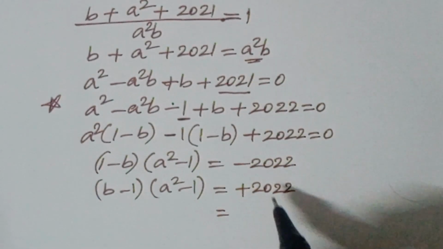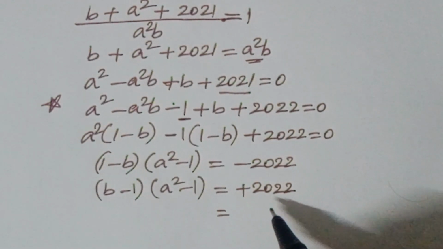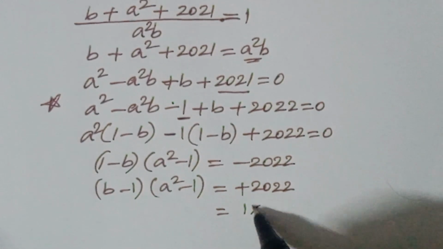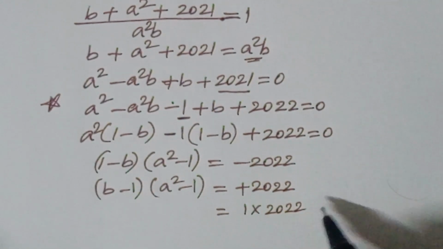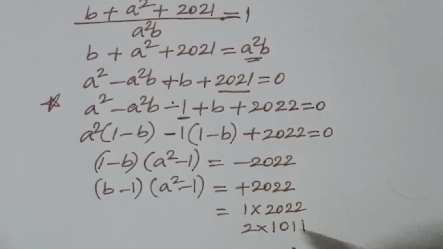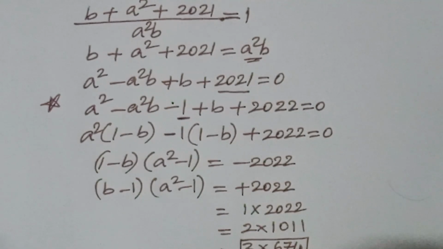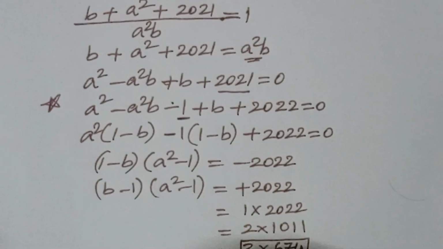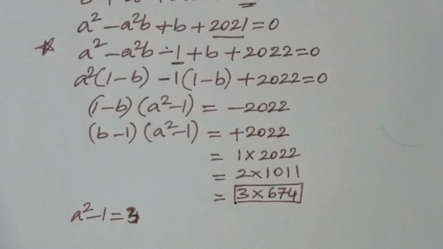Now here I am writing the factors of 2022. 1 into 2022. So 2 into 1011. So 3 into 674. So here in the first two cases, you are not getting a natural number sum. Let us take a square minus 1 equal to 3.